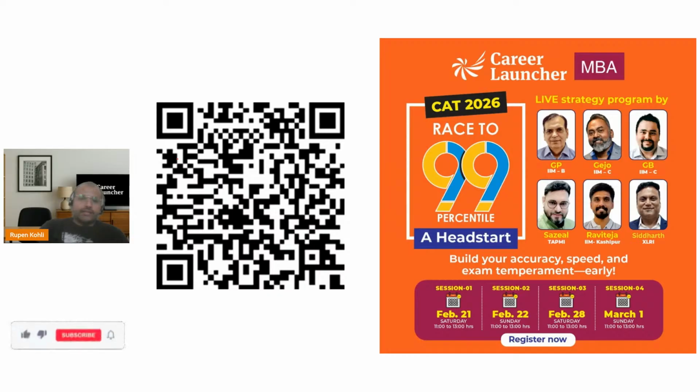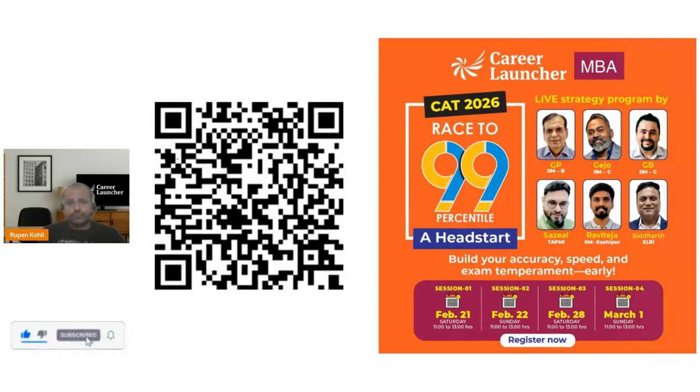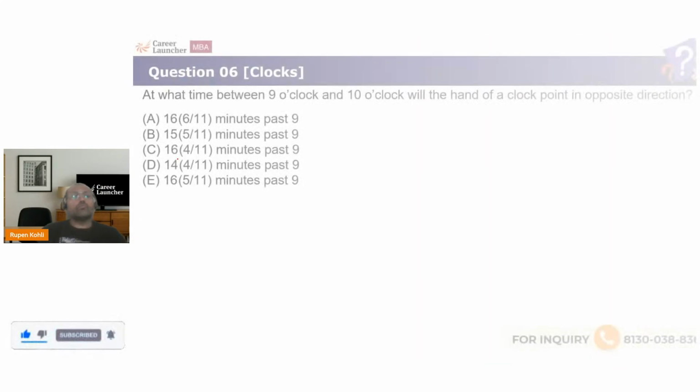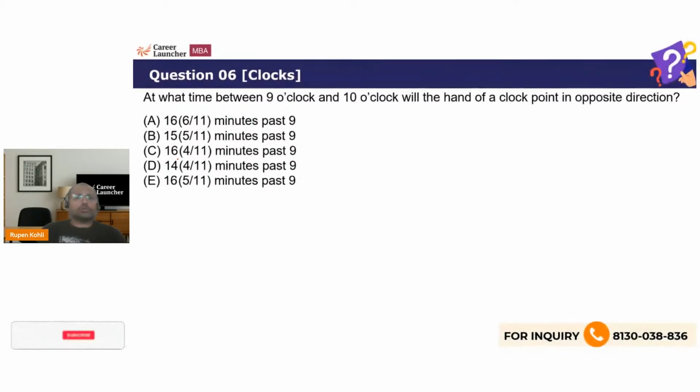Let's continue. Okay, clocks. The clocks questions are very straightforward, right? If you know the formula. What is the formula of clocks? The formula for the angle theta is 30 into the number of hours minus 11 by 2 into the number of minutes, in modulus, because it can go either plus or minus. So 30h minus 11 by 2m, where h is the number of hours, m is the number of minutes, whatever is the time.